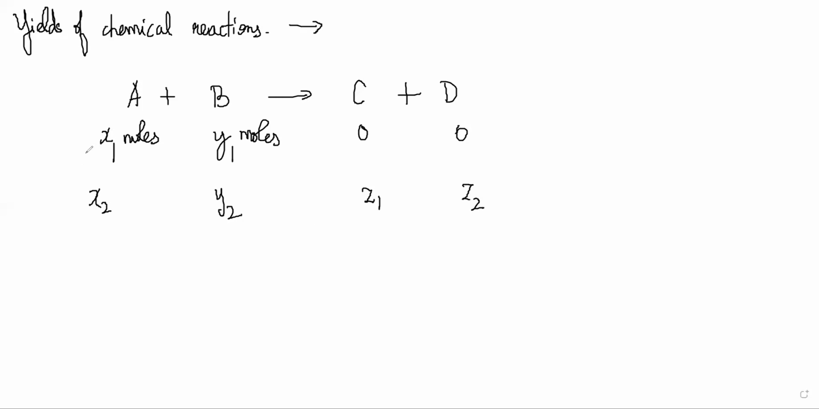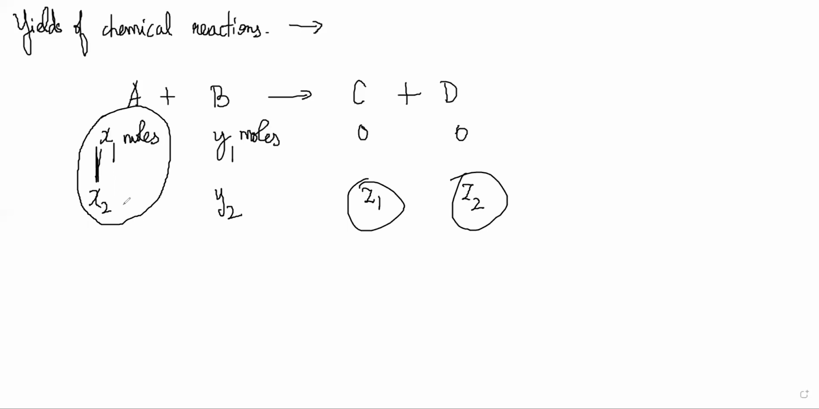You understand what is going on? There is some amount of A that will react, some amount of B will react, and C and D will be formed, but not all of it. Not all of A and B will react. Some of it will react and produce some amount of C and D, but not 100%. It will not be 0, 0. Some amount will be left over.